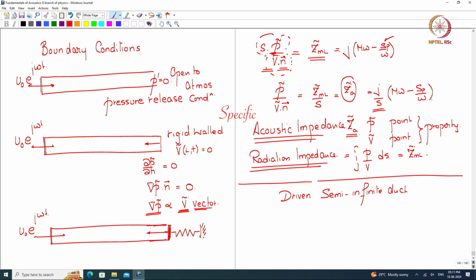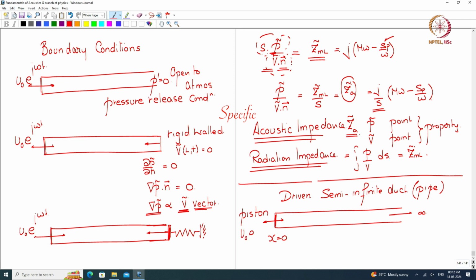Driven semi-infinite duct, okay. The configuration is a pipe, or a duct, which I use alternatively. This goes off to infinity and starts at x equal to 0, and here it is driven by a piston. The piston oscillates with velocity u0 e to the power j omega t.